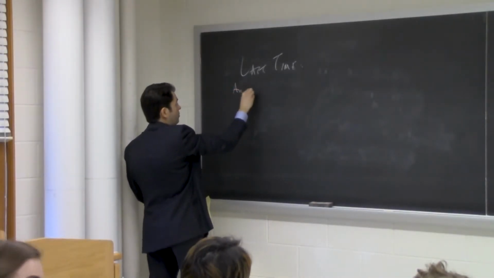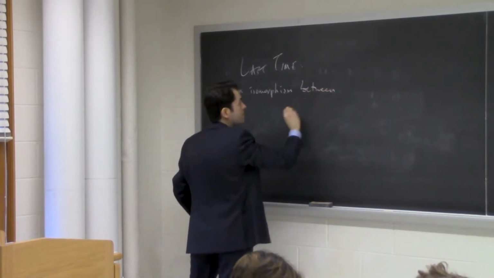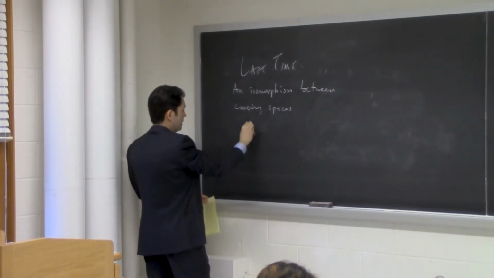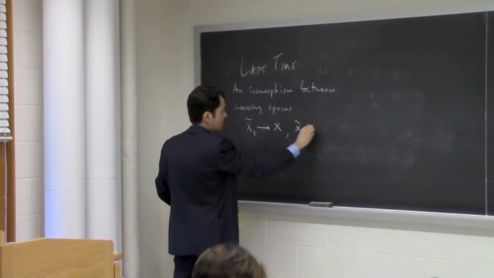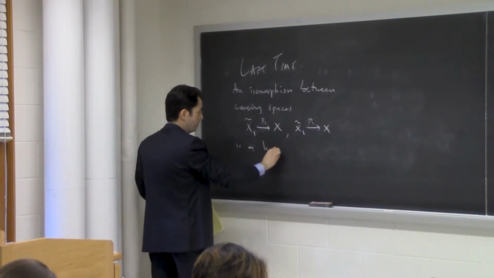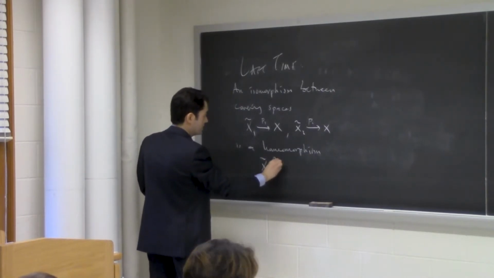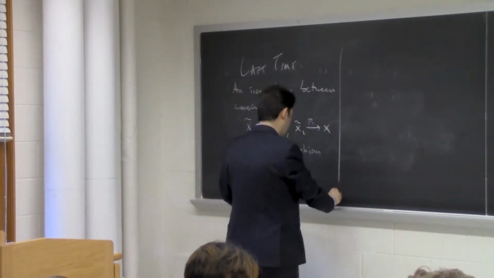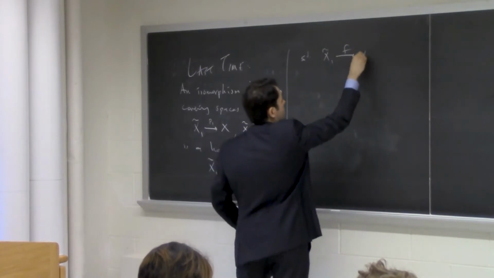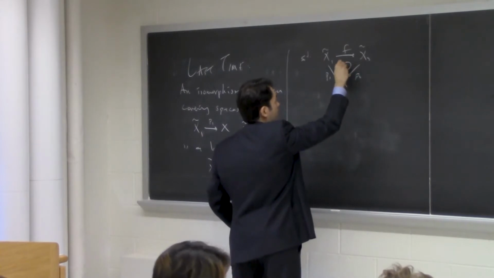Right, last time we said that an isomorphism between covering spaces is a homeomorphism that intertwines the maps, right? So that is to say, that fits into this diagram and makes it commute.